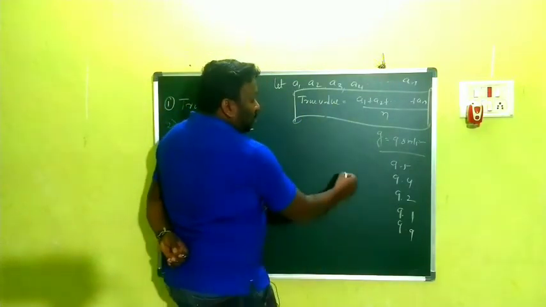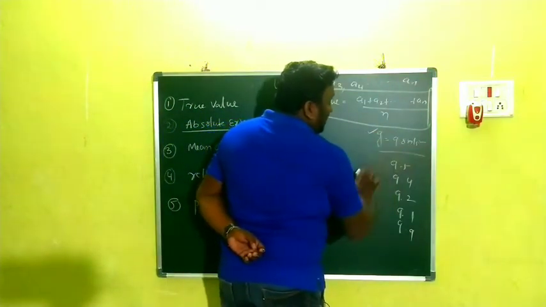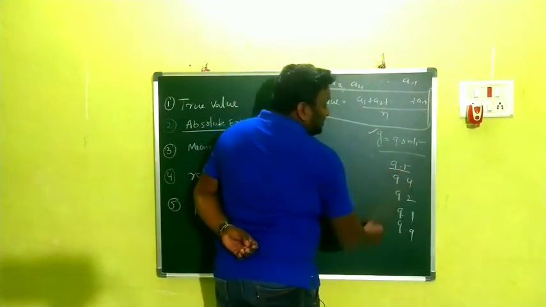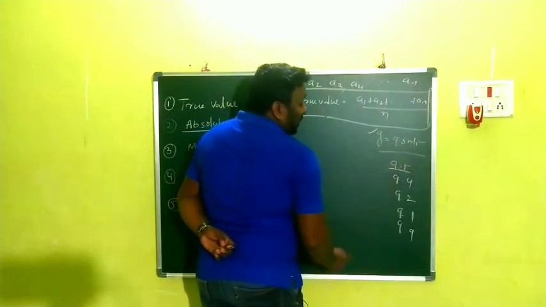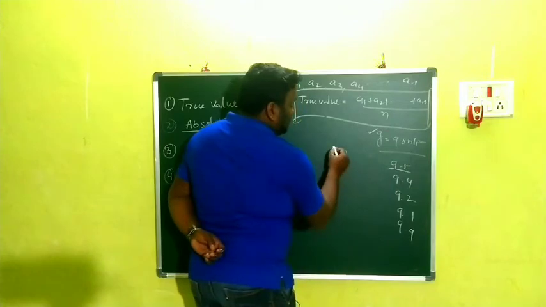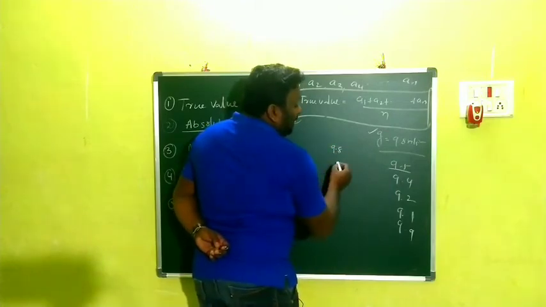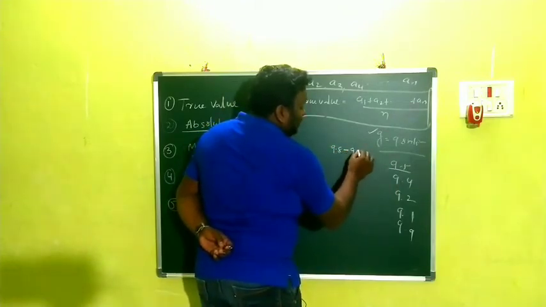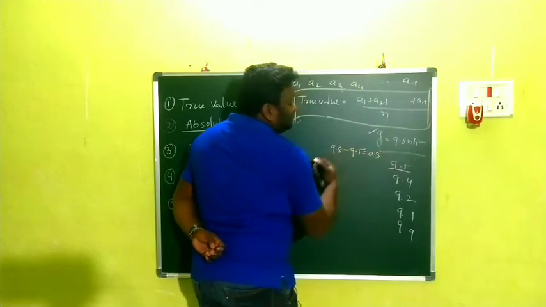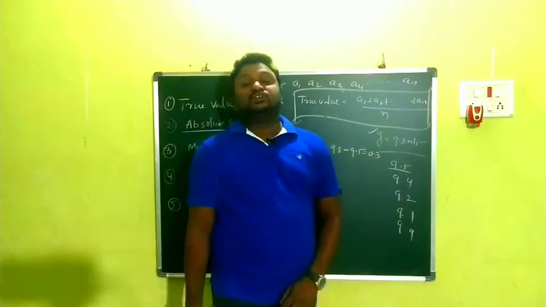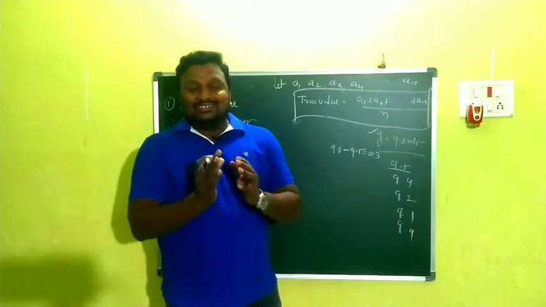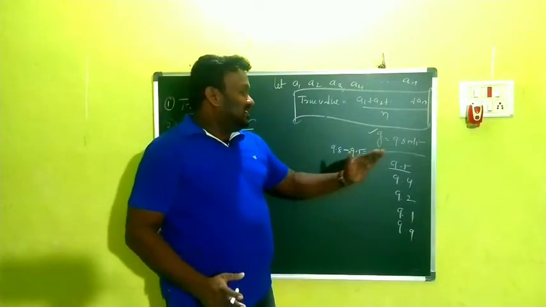Here, what is the true value? 9.8. And what is the first measurement value? 9.5. How much difference is there? 9.8 minus 9.5. How much is it? 0.3.